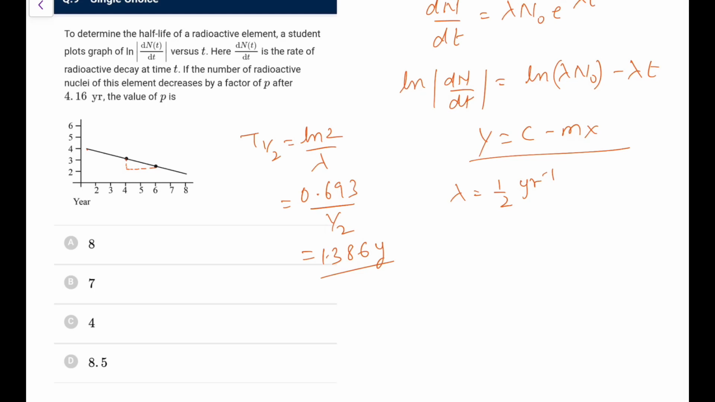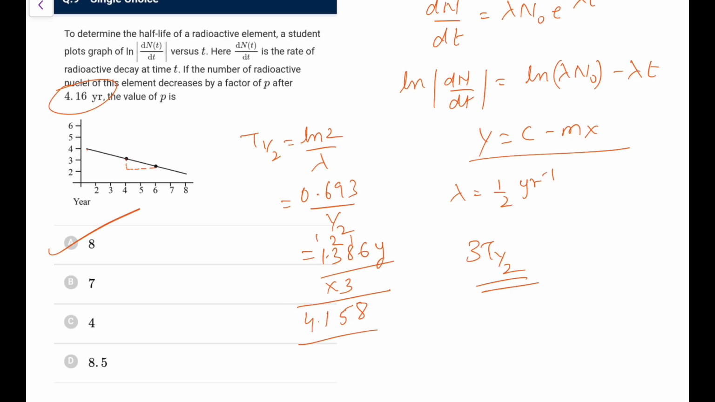1.386 years. And if you do this, 4.16, if I multiply it by 3, what I get, 18, 1, 3 8s are 24, 5, 3 3s are 9, 11, and 1, 4.15. It is almost 4.16, so you can directly say it is approximately 3 t half. So it becomes 1/8. So the value of the factor becomes, what is given, decreased by a factor of p. So the factor of p is equal to 8.